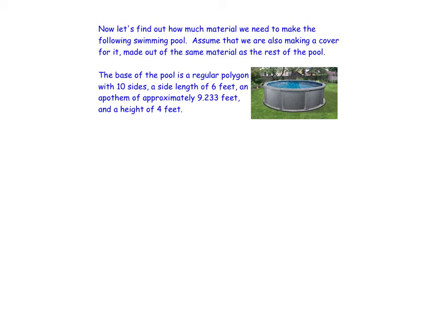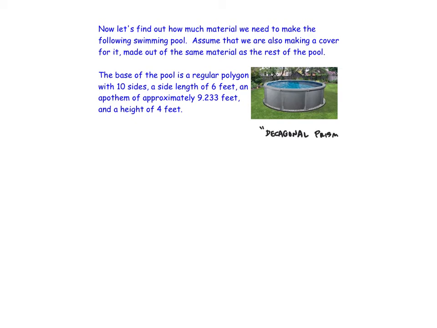Interesting example. Let's find out how much material we need to make for the following pool. Now let's assume we are also making a cover, and that the sides and the bottom and the cover are all made of the same material. Okay, so the base of the pool is a regular polygon with 10 sides. Now I'm going to try to write this. This would be a decagonal prism.